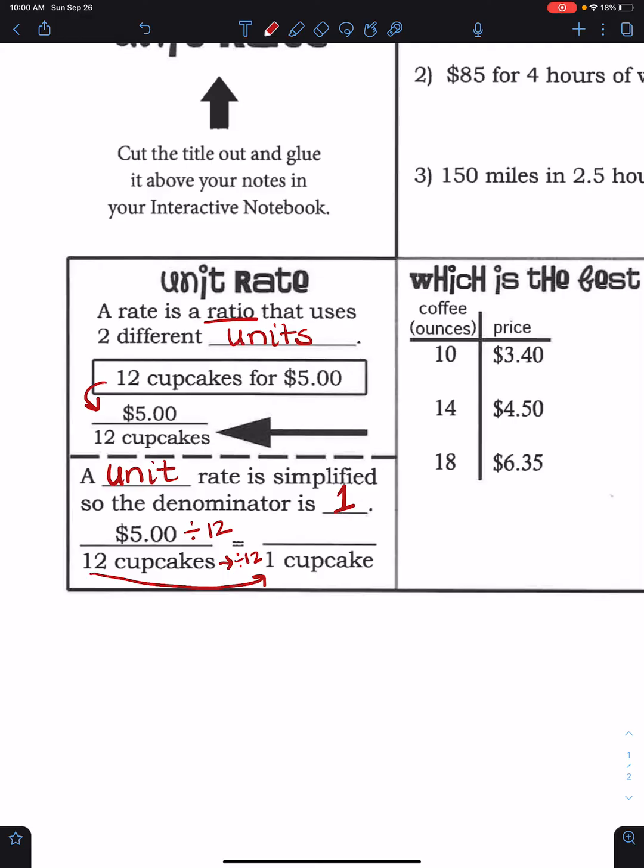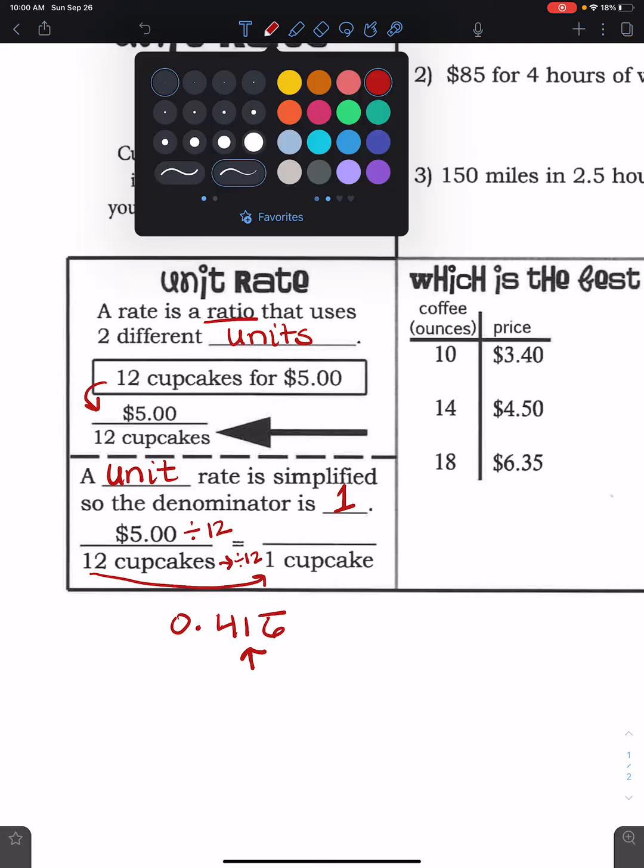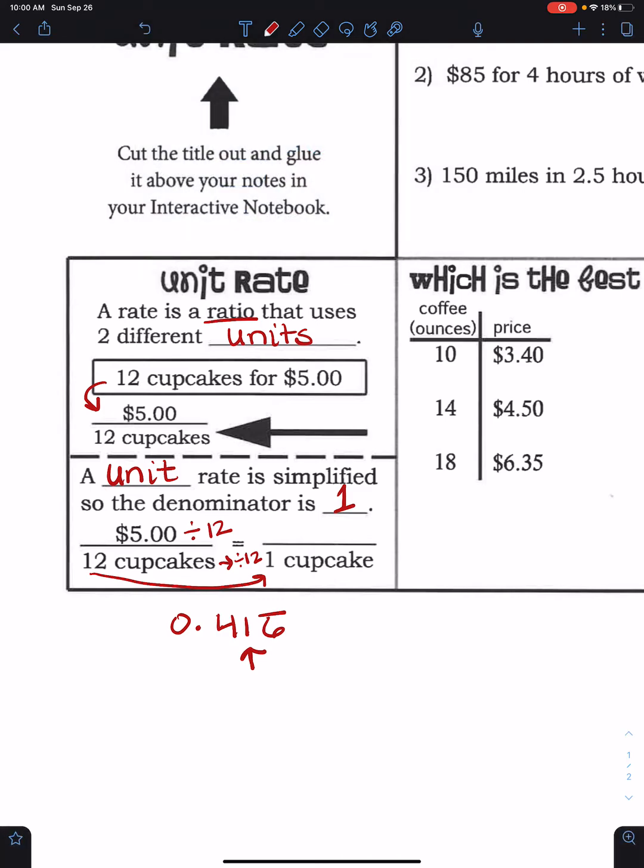So 5 divided by 12 on my calculator gives me 0.416 repeating. So we know that money goes to 2 decimal places, right? So when we're going to round to that second place, we're going to look at the number that's in the third spot, which is the 6. And since it's 5 or higher, we're going to round up to 42 cents. So it's about 42 cents per cupcake.